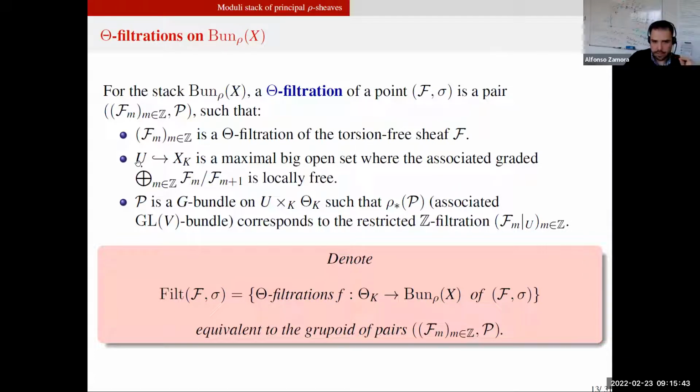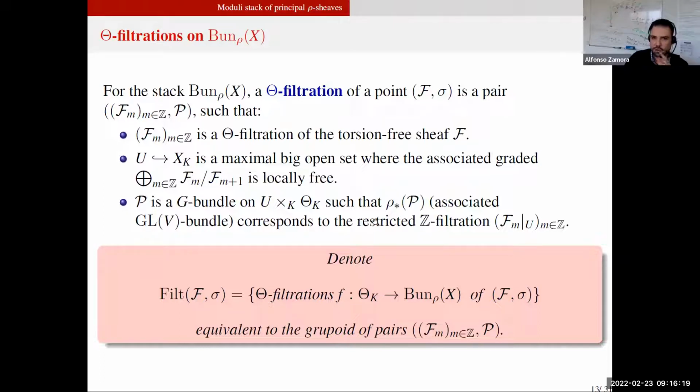So there is a maximal big open set where the associated gradient is locally free. And then on that U cross the stack, P is a G bundle such that the push forward by the representation rho is an associated GLV bundle. So if we use the representation of the group G into GLV, then we get a GLV bundle, which agrees with the restriction of this filtration to the open set U.